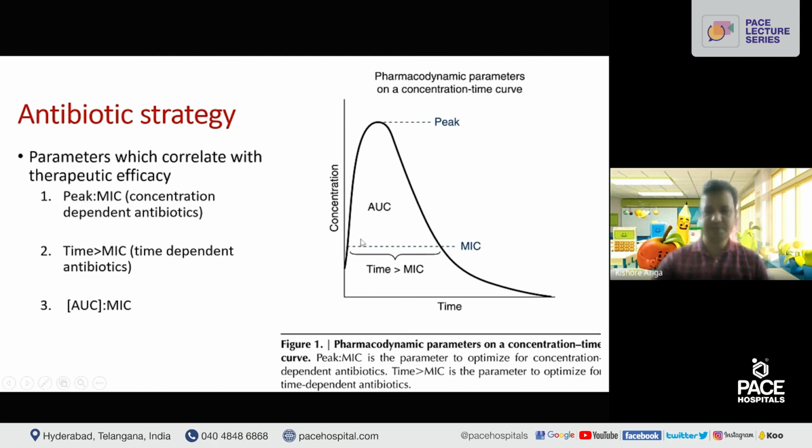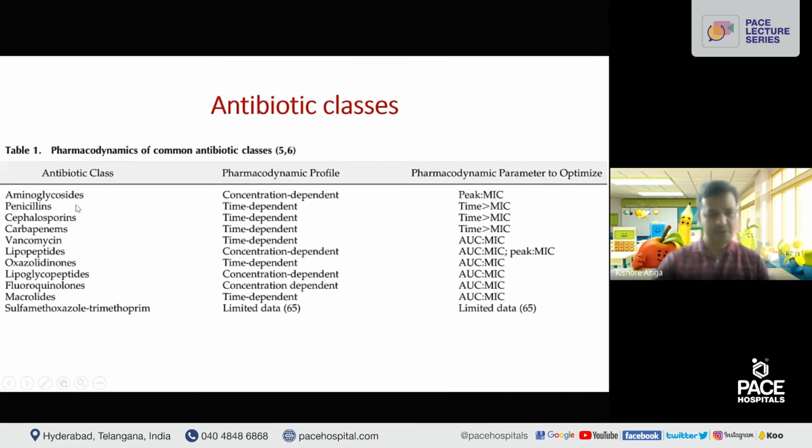It should be just above the minimum inhibitory concentration, but it should be there for maximum time. So time above the minimum inhibitory concentration, this is called time dependent antibiotics. Another one is AUC by MIC, area under the curve by minimum inhibitory concentration. Aminoglycoside is a concentration dependent antibiotic, so we want a peak. To keep the peak, if the clearance decreases, we will give the same dose but increase the interval between the dosages. So we will give once a day or once in every 36 hours rather than giving small dosages.